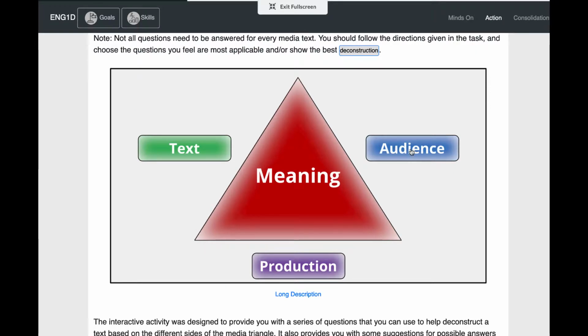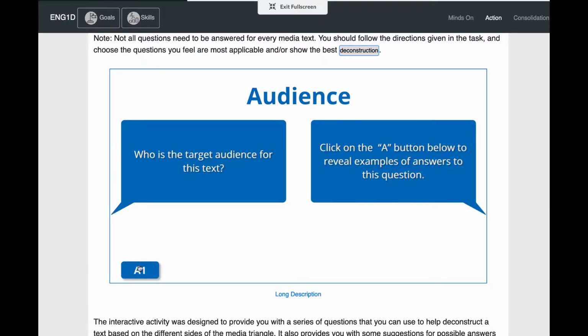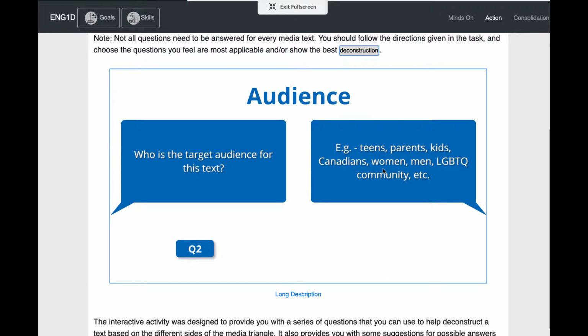So let's look at audience. These are the people watching or looking at the text, and we're going to click on the first question. Who is the target audience for this text? And then we're going to click this again. Target audience could be any number of people. You have to look at the text itself to see. So maybe fairy tales is a media text or a book that's relatable to young children, to kids.